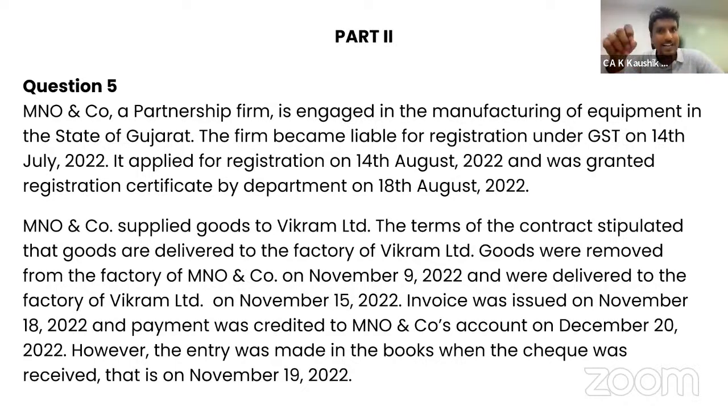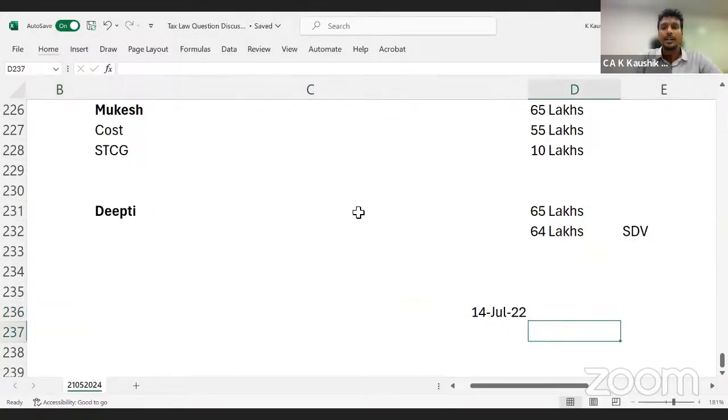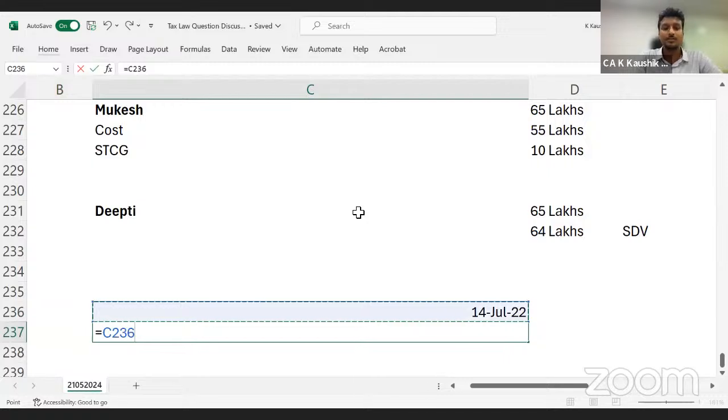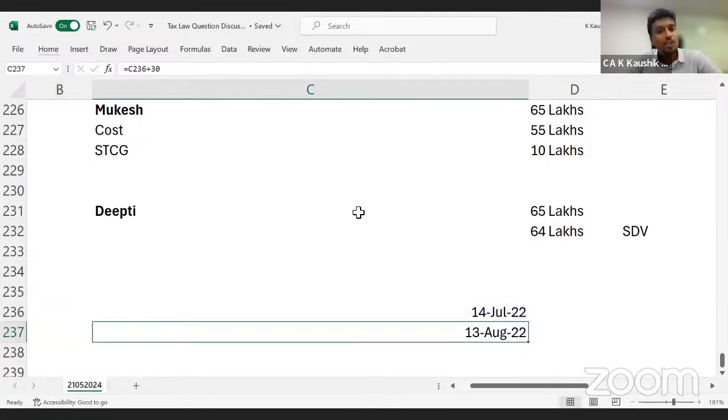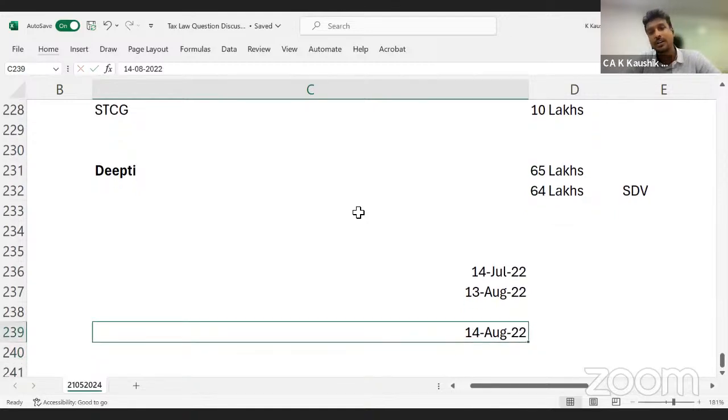In the given scenario, the liability date is 14th July 2022, and 30 days from here is 13th August 2022. But the application was made on 14th August 2022.